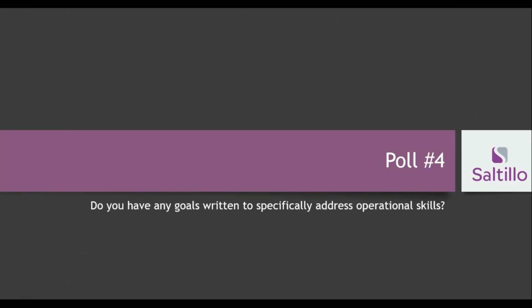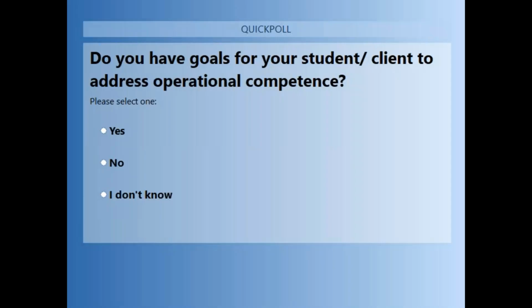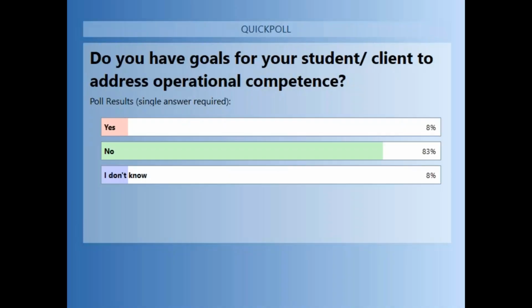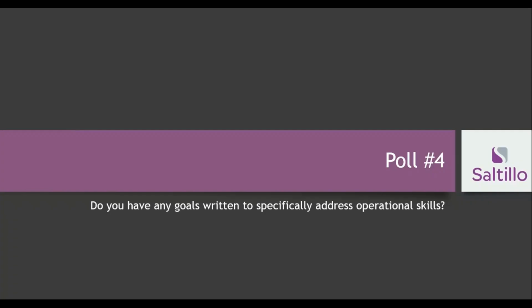So Kim is going to launch our 4th poll here. I'd love to hear if you have any goals already written to specifically address operational skills for your students or the clients that you're working with. It looks like the majority of people don't at this point, don't have goals specifically written to address operational skills. Okay, let's talk more about them and see how you're feeling at the end.